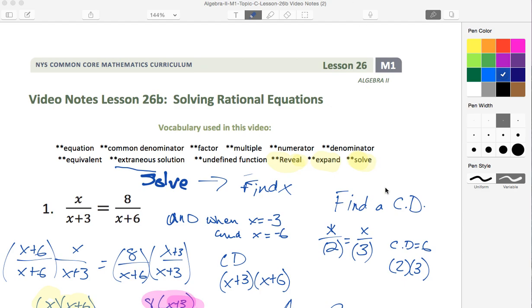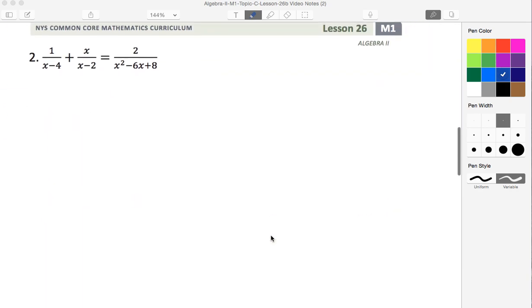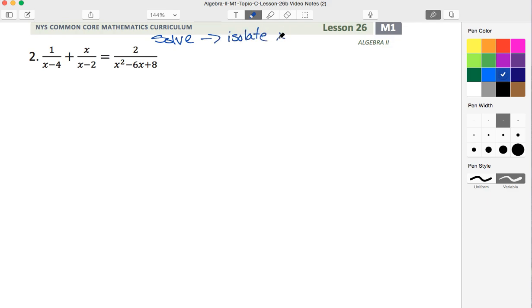Hello, this is lesson 26B part 2, and we're going to do example number 2 in this video. Example number 2 is also a rational equation, and we are going to solve for x. Our only instructions are to solve, and what that means is you need to isolate x. However, x is trapped all over the place in numerators, denominators, all over these rational expressions.